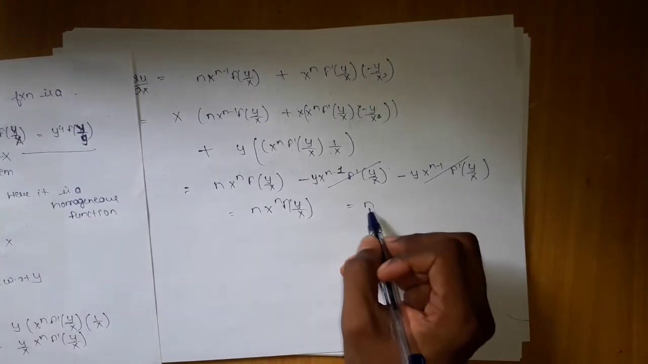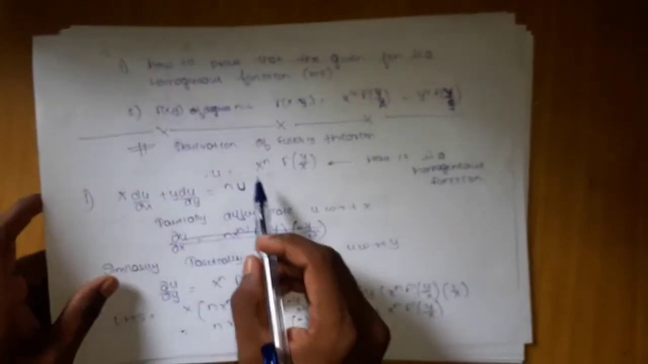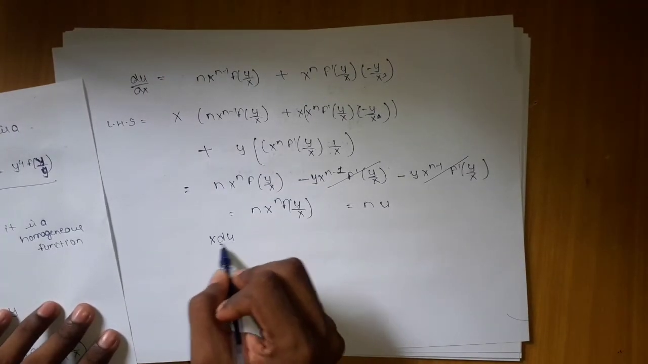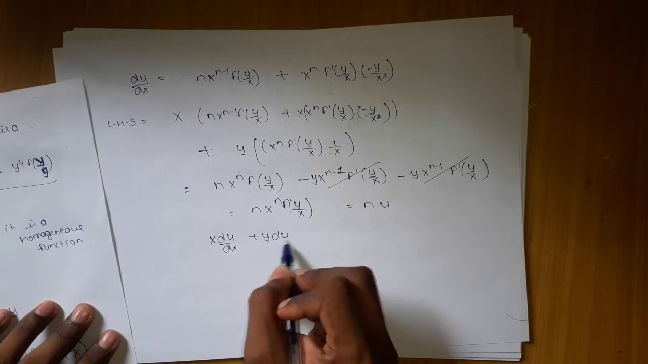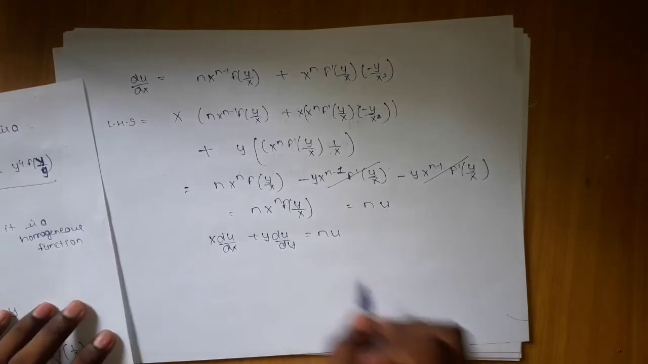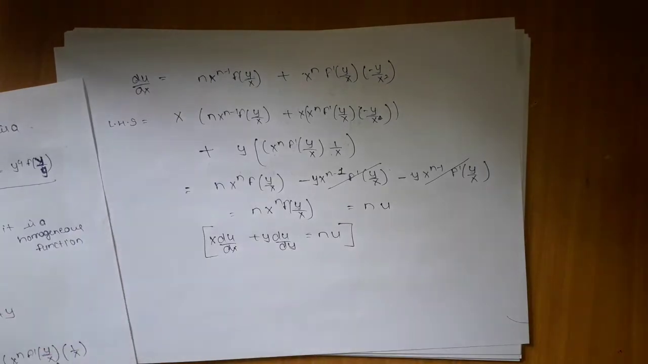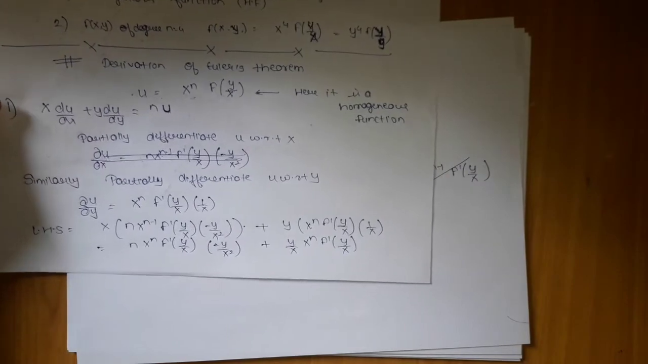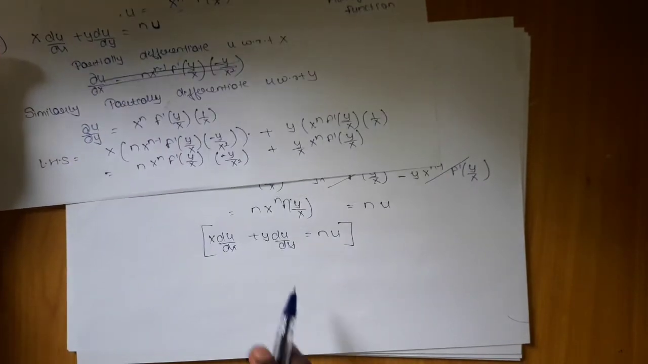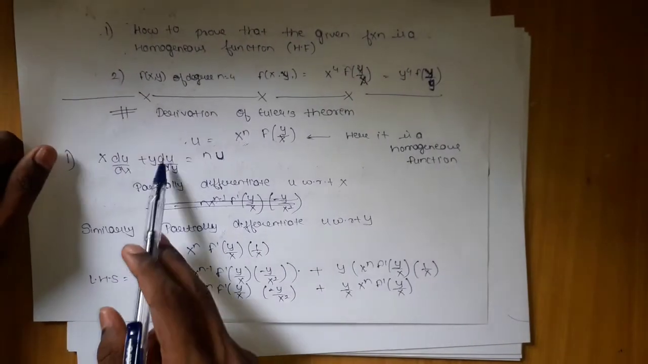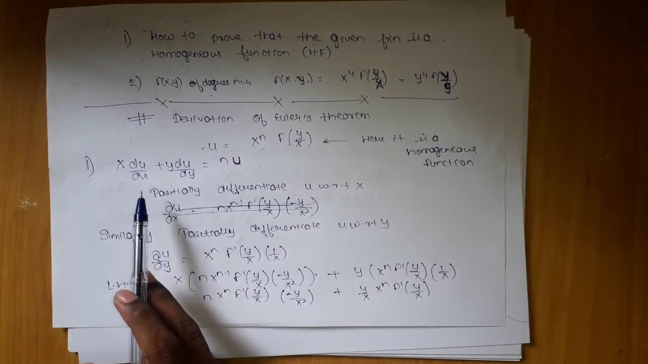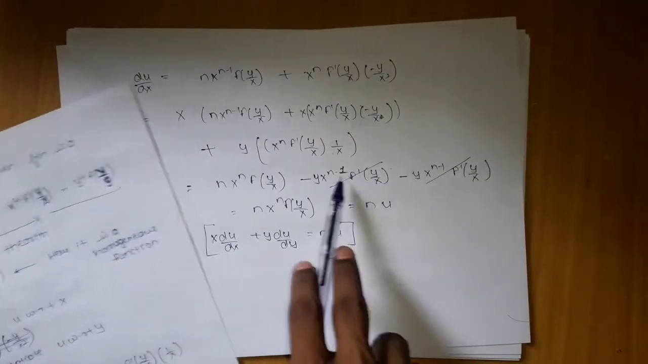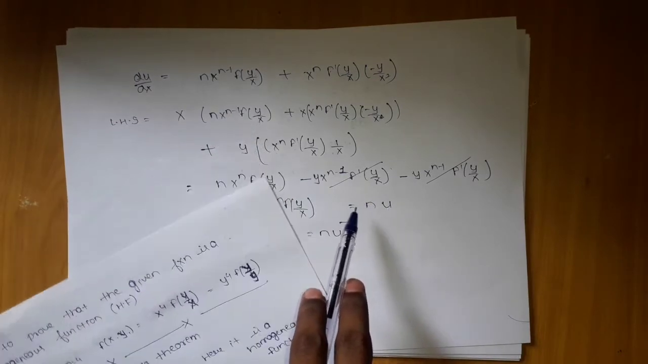So we are getting n into, and this x^n f(y/x) is nothing but u, so we can call it nu. So from this, the formula x ∂u/∂x plus y ∂u/∂y, which is n times u, has been derived. Okay, so the formula is derived from here. Hope you have understood this formula, which is called Euler's theorem. How did we derive it? First we got ∂u/∂x, and then we went for ∂u/∂y, then we multiplied it by x, and then by y. When we opened it, these two terms got cancelled out, and then we got our answer.